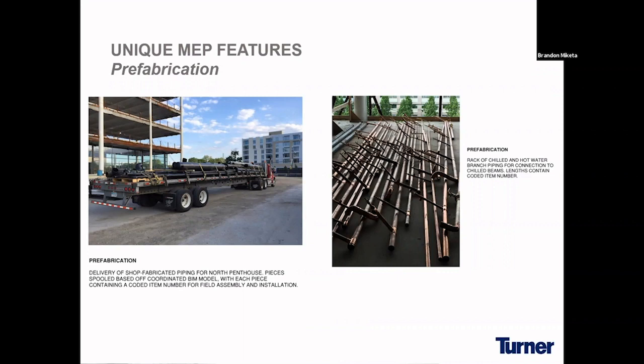In a few more slides, I'll show an example of a ductwork install drawing that the field staff use, and can explain that more in depth as well. The image on the right is another example of prefabricated pipe of branch lines of the piping that connected to the chilled beams within the building.